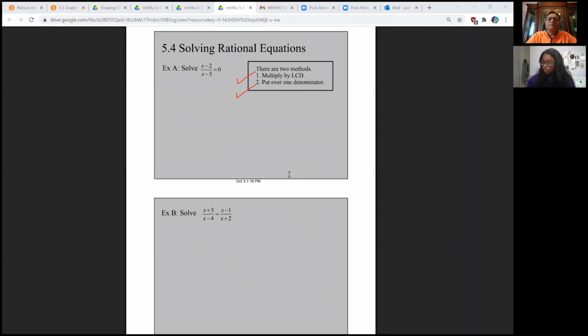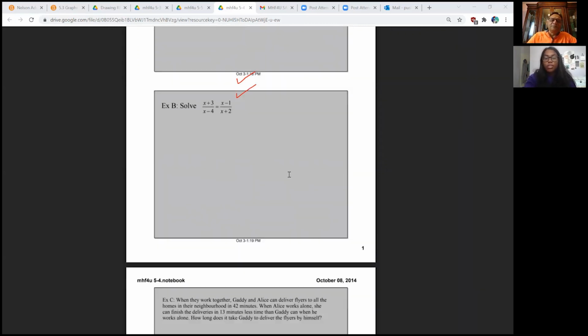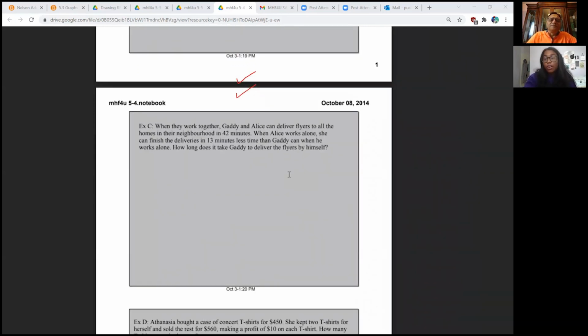And then we also learned how to solve word problems. So we learned that first you need to find the variables. Define variables, yes. And then again, using the method we learned before, either using the least common denominator or moving everything to one side and using the denominator to then solve the equation. Got it.